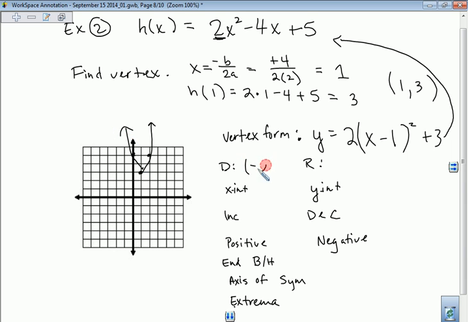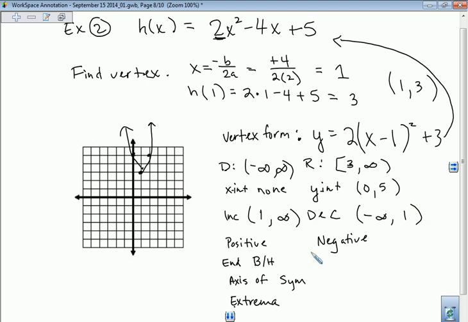Domain would be negative infinity to positive infinity. Range would be 3 to infinity. X-intercepts, none. Y-intercept, I can see it: 5. It is increasing from 1 to infinity. It is decreasing from negative infinity to 1. It is positive everywhere. The entire graph is above the x-axis, isn't it? In end behavior, as x approaches positive and negative infinity, y approaches positive infinity.